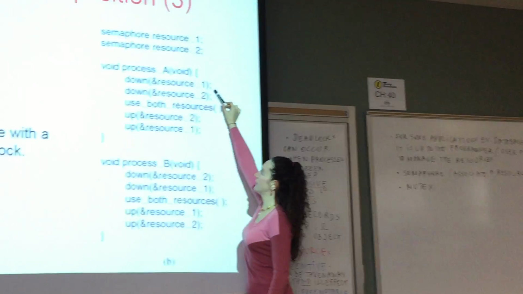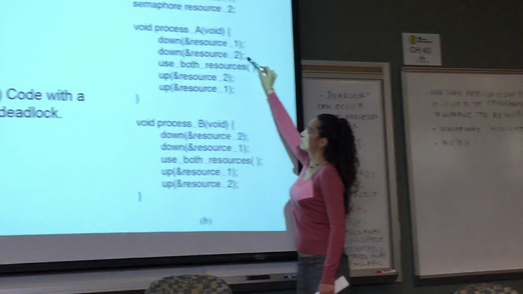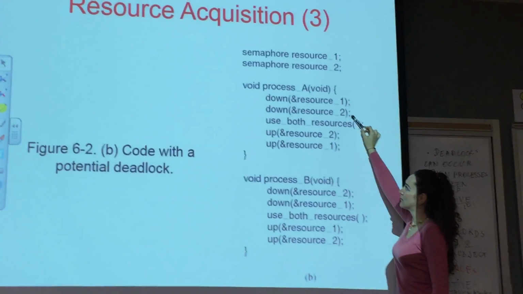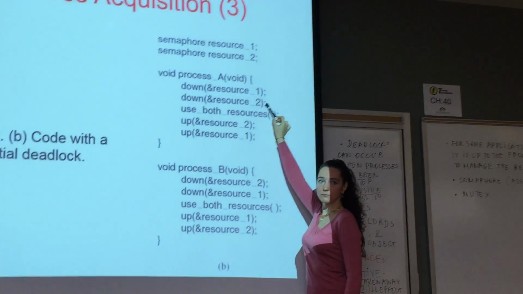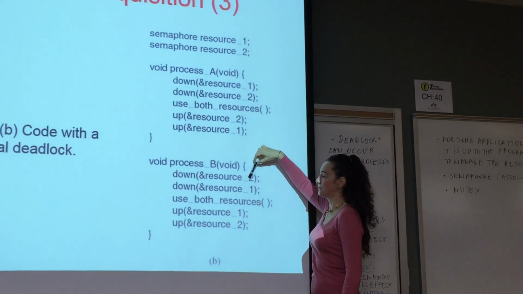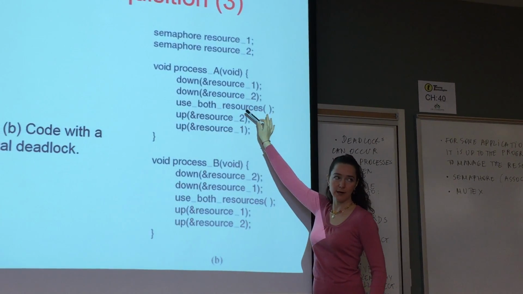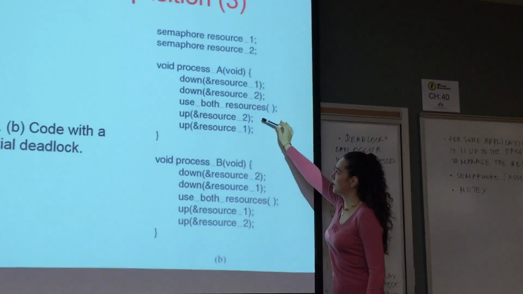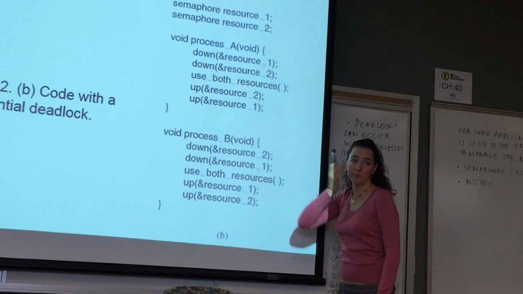A stopped at this line of code. It has gotten resource 1. The next line of code, it needs resource 2. It requested it. Will it get resource 2? No, because B got it. So it has to wait. So this process is blocked, it's not runnable. Even if the CPU time comes around, it will not get the CPU because it's waiting on the resource.